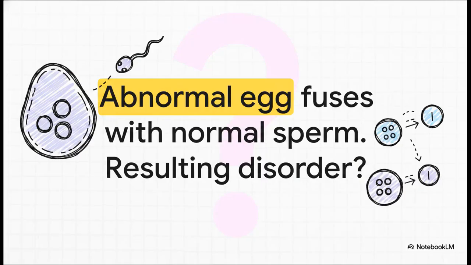Let's move to our final practice question and see how this builds on our abnormality knowledge. Here's the scenario. If an abnormal egg cell with 24 chromosomes fuses with a normal sperm cell, name and explain the resulting disorder. Think back to those precise steps of non-disjunction we covered just a few minutes ago.